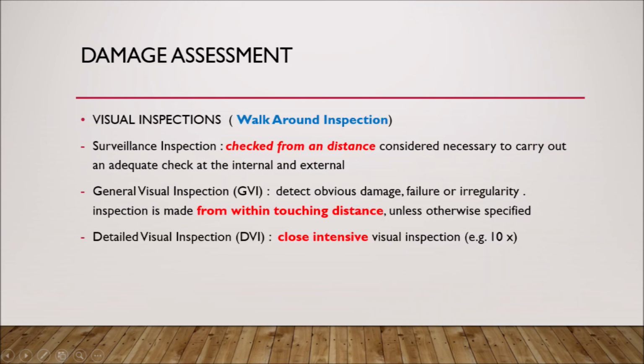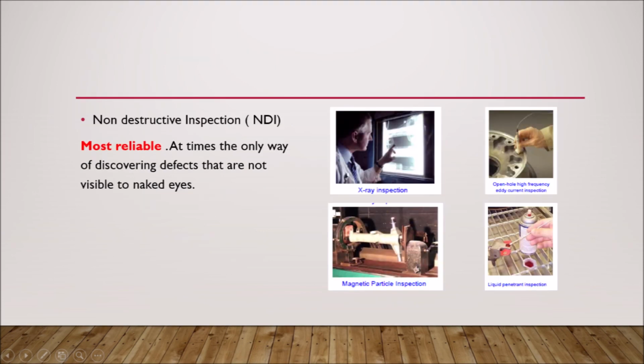Damage assessment. Visual inspection continues to be an important element of maintenance programs. There are three types of visual inspection: surveillance inspection, general visual inspection, and detailed visual inspection. Lastly, NDI is the most reliable and economical way of performing structural inspection.